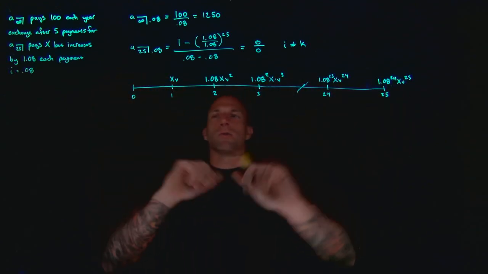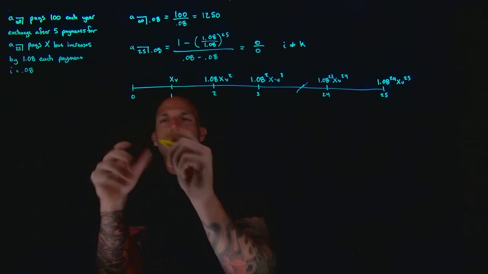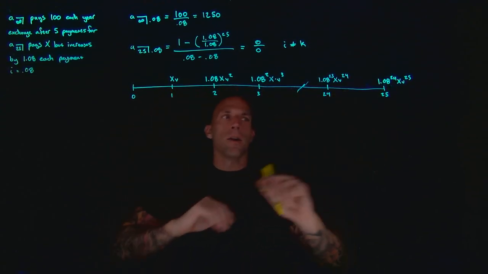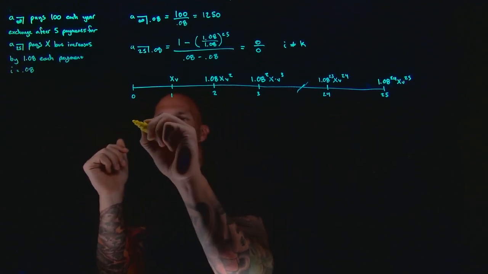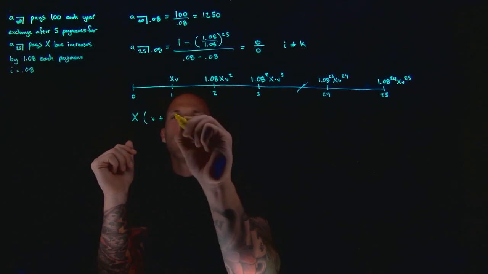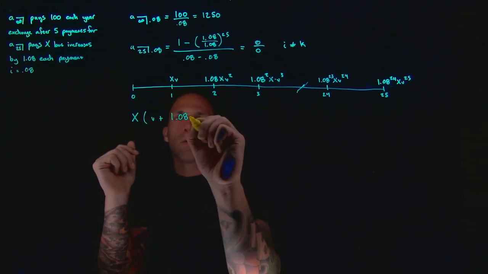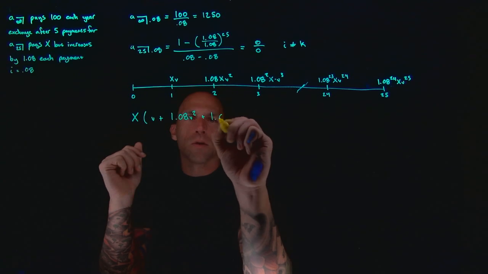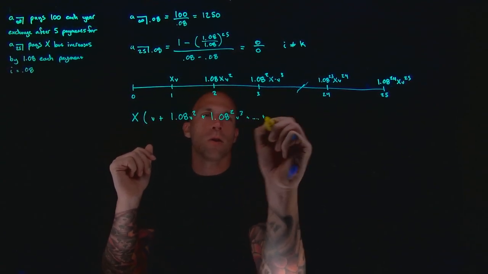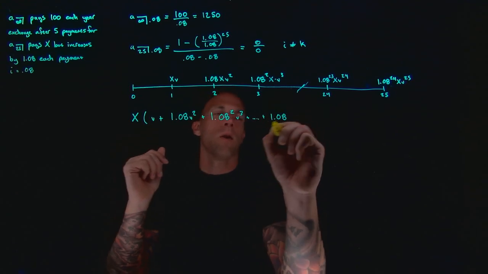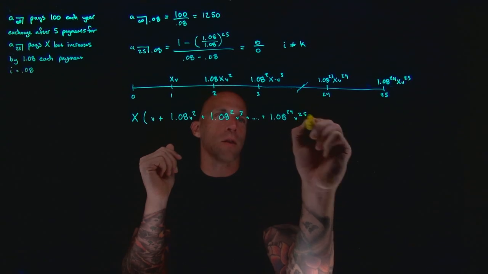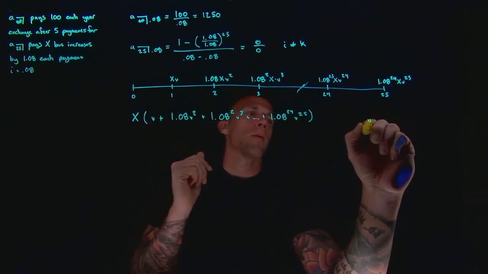Okay, so this is a series of payments. Let's add them all up and maybe simplify them. In fact, let's do some factoring, right? We have an X in common on each payment, so let's just factor out the unknown initial payment, leaving us with v plus 1.08 v squared plus 1.08 squared v to the third, and so on and so forth until we get to the final payment, 1.08 to the 24th times v to the 25th. But let's think about what our v is.